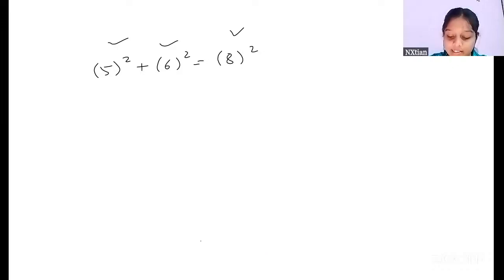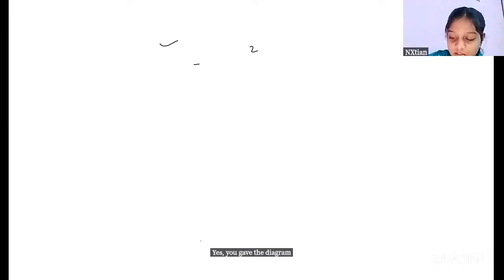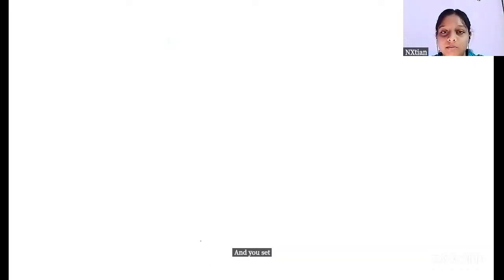I gave the diagram of this one. Yes, you gave the diagram in the PDF, and you said to find out the measure of the angles in that diagram. Okay, all right. One minute, let me open the PDF and draw it out. Question number 11, yes.